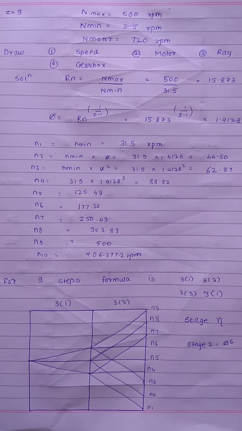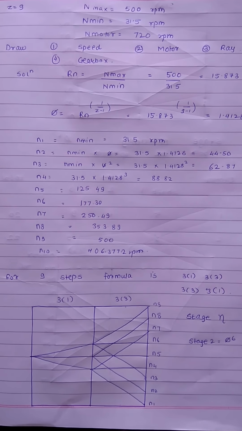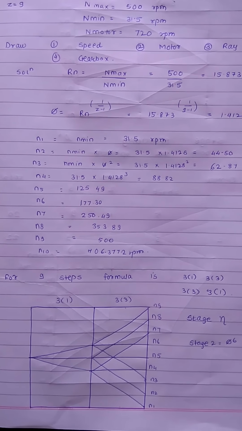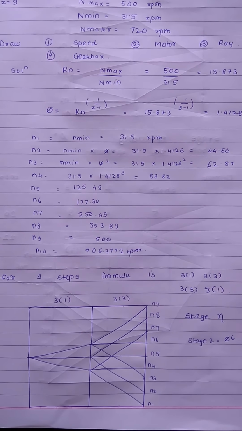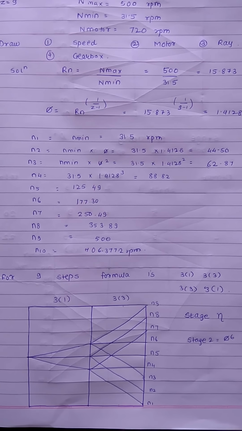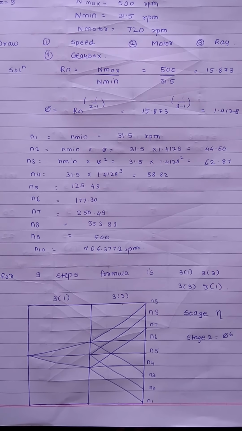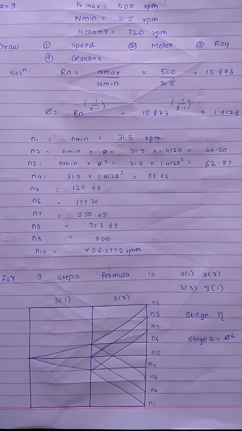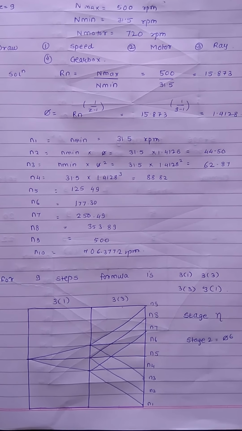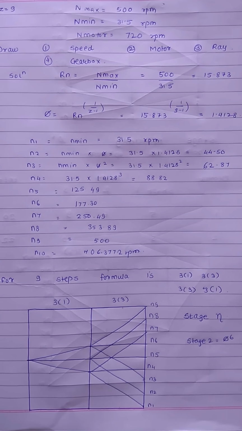Let's see what else is given. Nmax is given, Nmin, the speed of the motor is given, that is the input. We have to find out the gear diagram, motor diagram, ray diagram, speed diagram. So the solution starts with finding out the ratio, that is Nmax upon Nmin. We get 15.873. The next step was finding out the progression ratio, that is Rn raised to 1 upon Z minus 1. We have been given Z equal to 9, that is a 9-step speed box, that is N1 to N9. The speeds will vary. Finding out N1 is fairly simple, that is N minimum, 31.5 rpm.